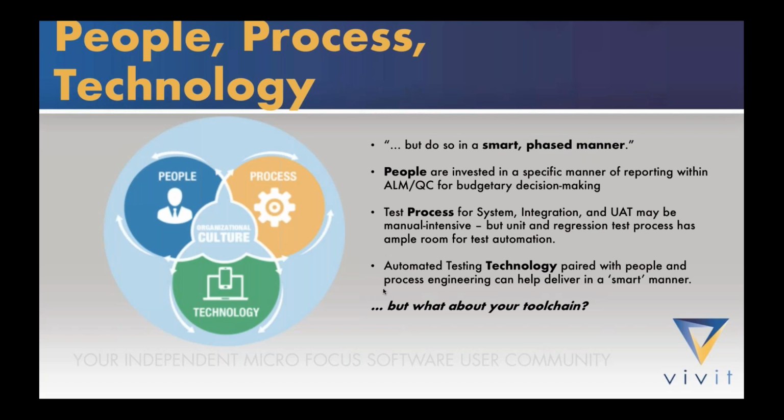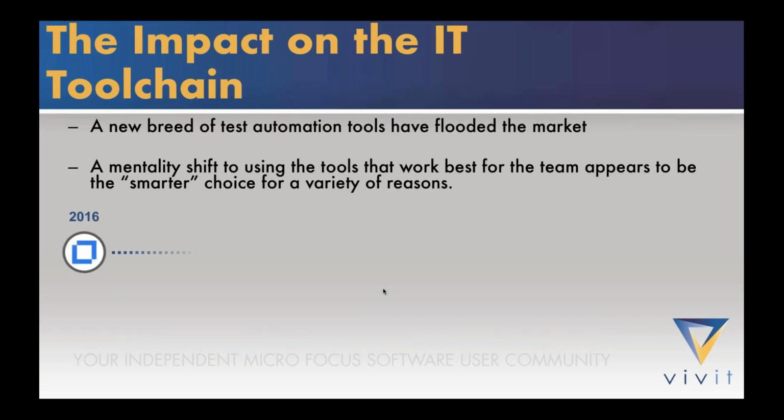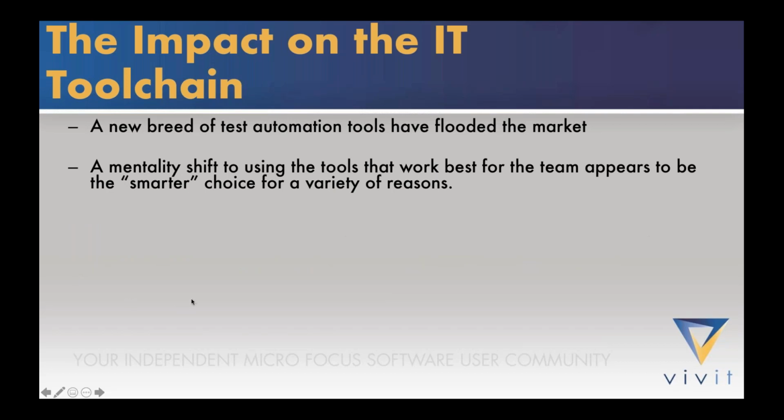Traditionally, we had everything in one stack. There's a new breed of test automation tools that have flooded the market, things like Tosca, but there are lots of other ones as well. There's a shift to allow teams to use whatever works best for them. That seems to be the smarter choice. So traditionally we have this single stack, and now we have a lot of testing tools.